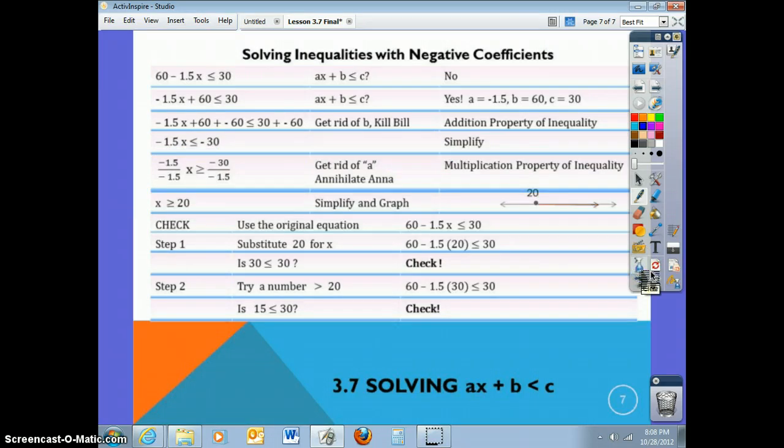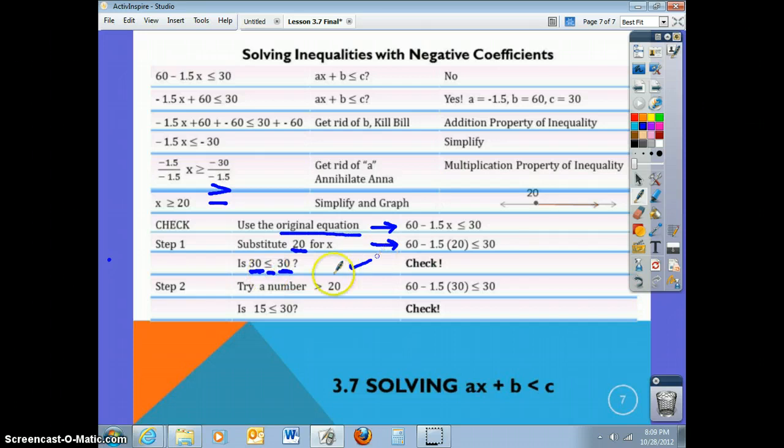And then you do a check. You say, okay, step 1 of the check is to solve for the equality part of it, and step 2 is to check for the greater than part of the solution. So we put 20 in, because that's the equality part, into the original equation, and 60 minus 1.5 times 20 is less than or equal to 30. Yes, the left-hand side becomes 30, the right-hand side is 30, and 30 is equal to 30, so that checks.